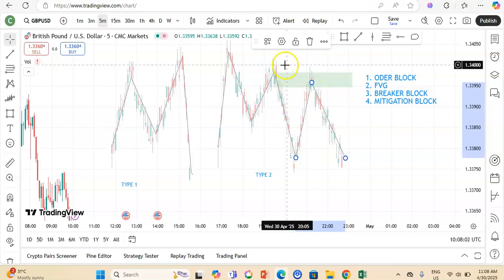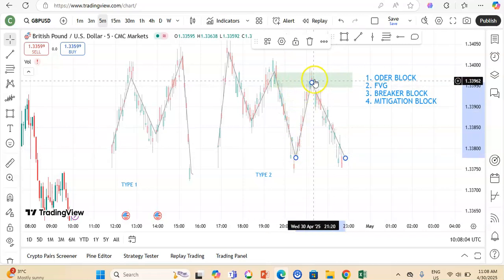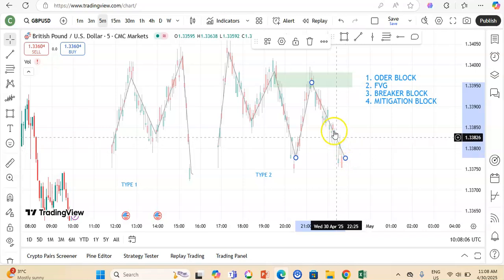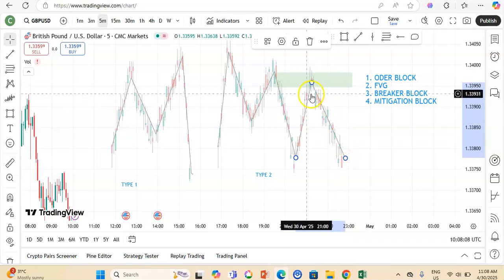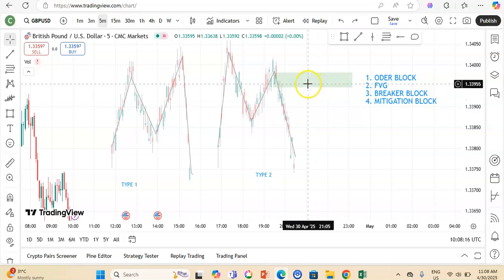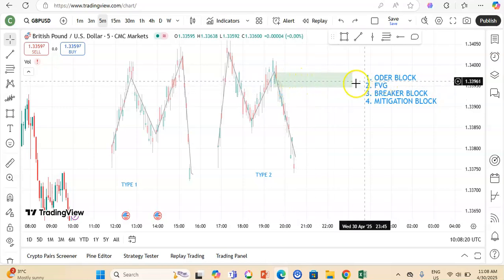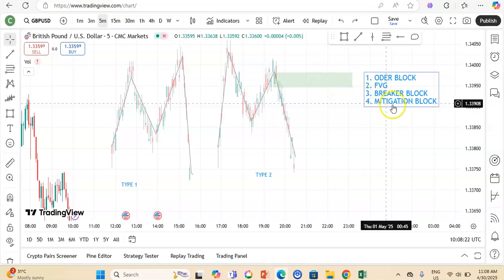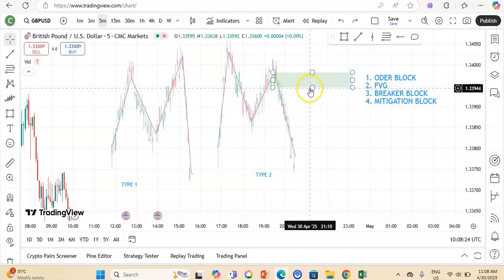But you cannot just mark out your institutional reference point and when price comes down to it, you just sell. No. Before you sell here, you need to go back to the lower time frame, which I'm going to explain once we approach there. Now, this is one thing we are looking for. Another thing is that these institutional reference points can either be an order block, a fair value gap, or a mitigation block.